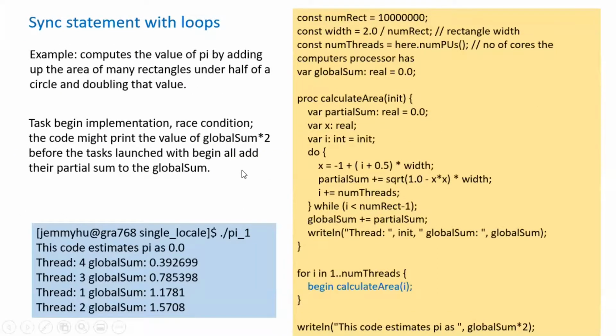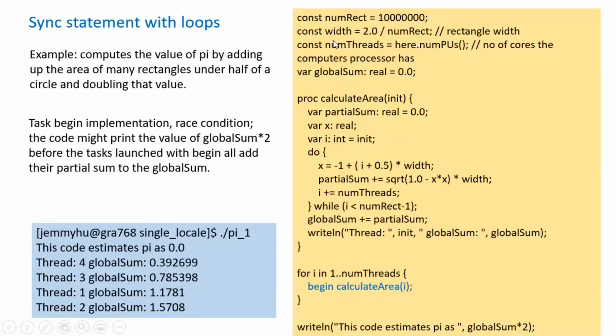Here is a demo, saying load is important. The code still calculates pi, but this time it's a different way to calculate pi. It computes the value of pi by adding up the area of many rectangles on the half of a circle and doubling that value.